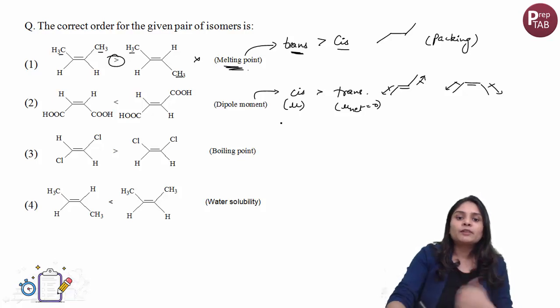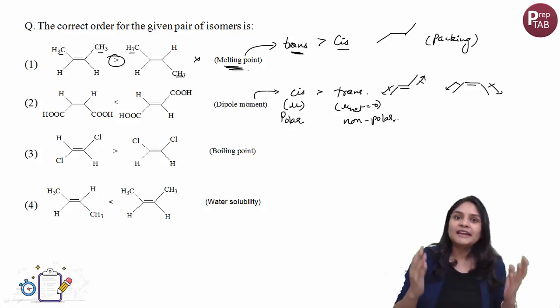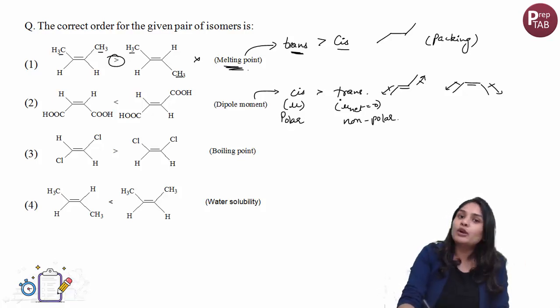Clear? Or we can say this molecule is polar and this is non-polar, right? So cis has more dipole moment than trans. So this is your cis form, this is your trans form. Obviously this is wrong, not correct.